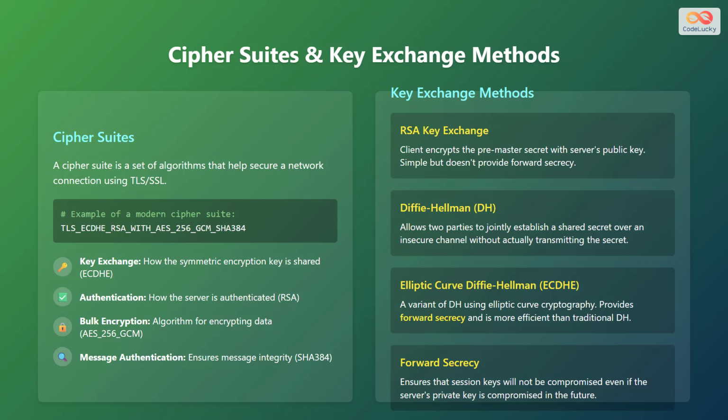Elliptic Curve Diffie-Hellman Ephemeral, a variant of Diffie-Hellman using elliptic curve cryptography, provides forward secrecy and is more efficient than traditional Diffie-Hellman. Finally, forward secrecy ensures that session keys will not be compromised even if the server's private key is compromised in the future.